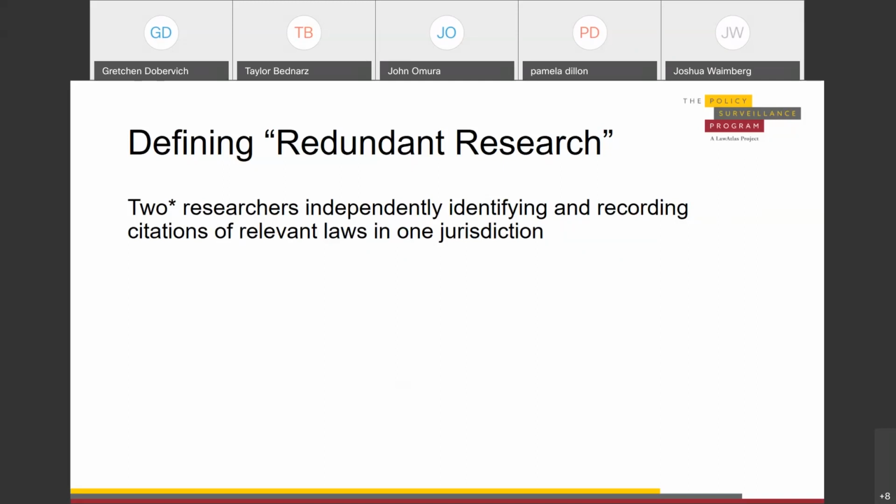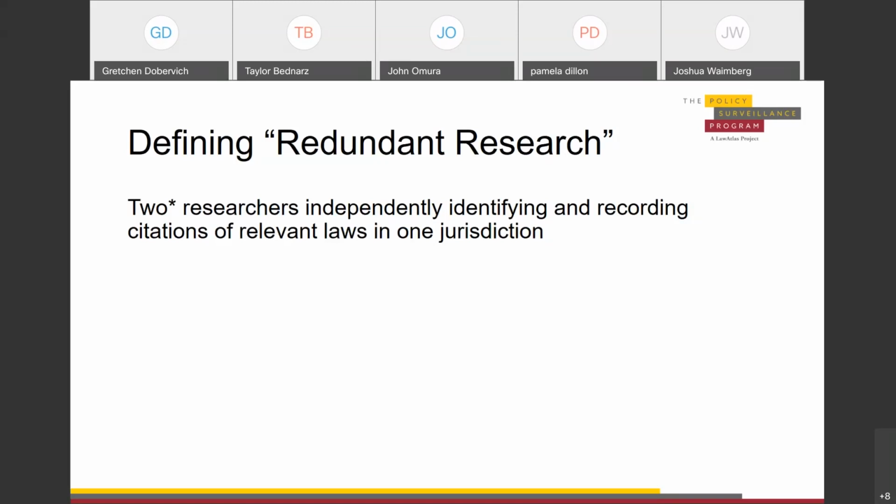You can see there's a little asterisk next to 2 there on your screen. That's because while 2 is ideal, more than 2 researchers can be used and is encouraged if the area is complicated or highly regulated. And if you have the resources to do so, putting multiple researchers on the redundant research process will just ensure that much more that you are collecting 100% of the legal universe that you need for your project.